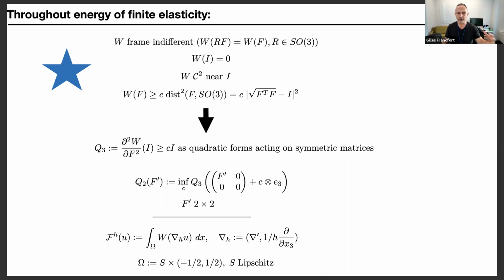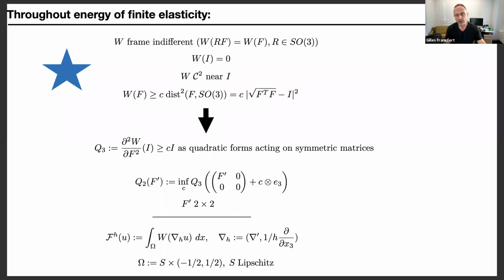So if you put all this together and you compute the Hessian matrix at the identity, which I will call Q3 throughout the talk, what you get is that Q3 is definitely positive as a quadratic form acting on symmetric matrices. So if you specialize Q3 to symmetric matrices, you get something which is definitely positive.